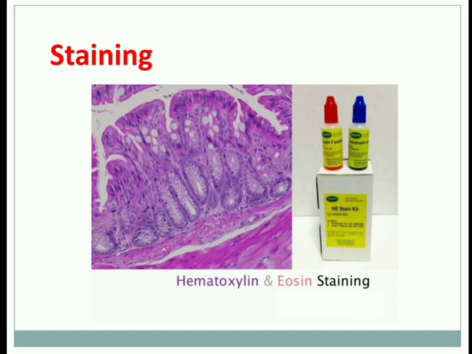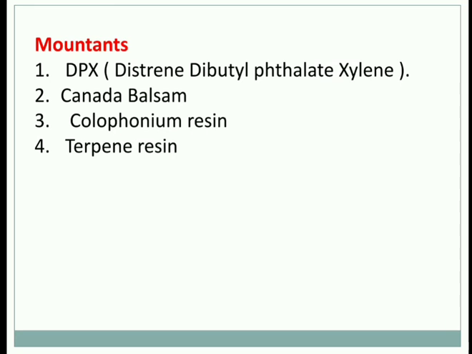After a proper slide is made, the slide is next stained with H&E stain. This stain is the most common in the histopathology lab. After staining the slide, mounting is done. There are various mountants that can be used. Some examples of mountants used in the histopathology lab are DPX, Canada balsam, colophonium resin, and terpene resin.